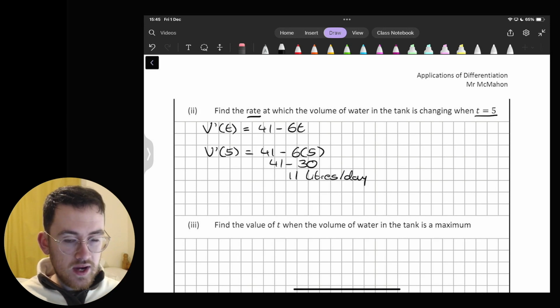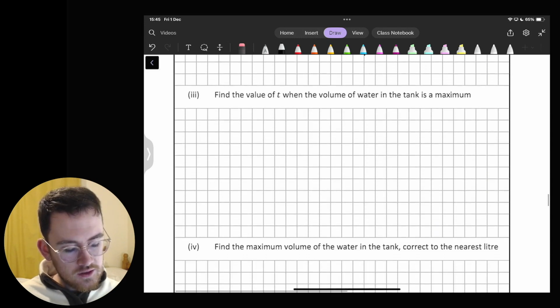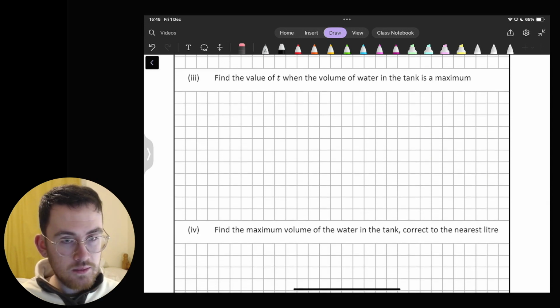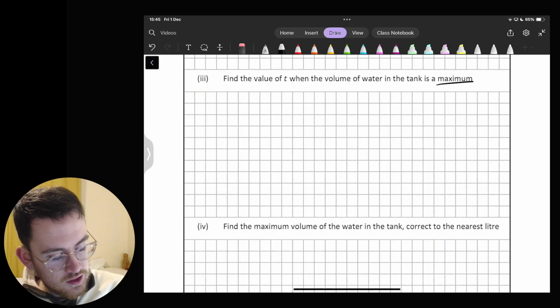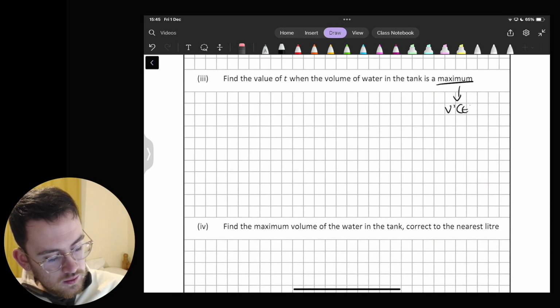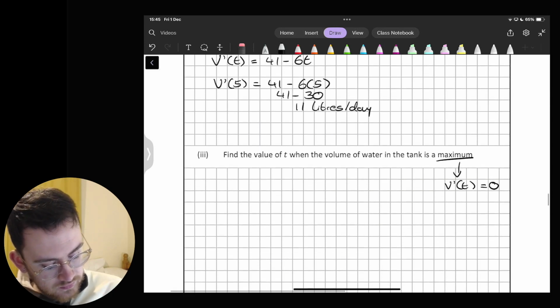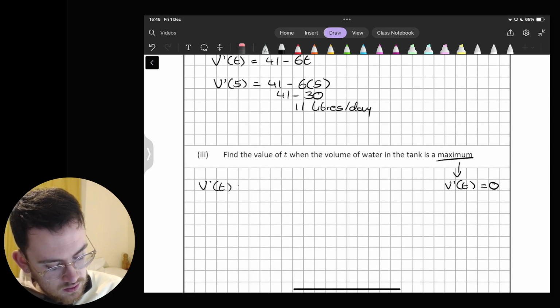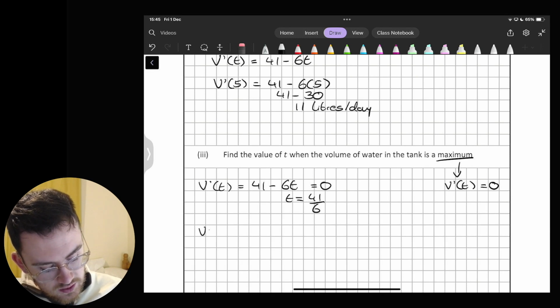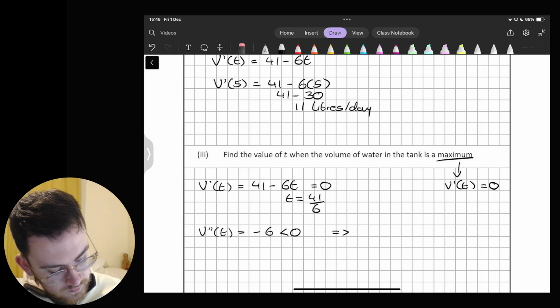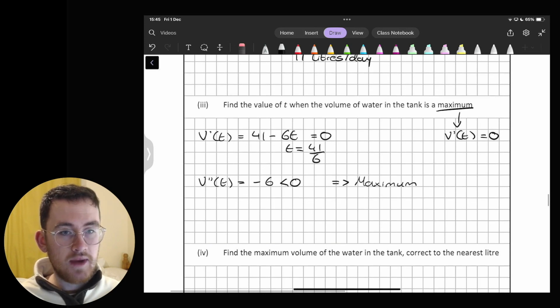Another example there where no units was a loss of 1 mark. Find the value of t when the volume of water in the tank is a minimum. So, our maximum, excuse me. So we're looking to, first of all, set that equal to 0. So I'm setting my first derivative equal to 0. That's the 41 minus 6t, which is going to give me that t is 41/6. Let's just confirm that that is a maximum. Okay, so the second derivative is negative, which confirms that that gives me a maximum.